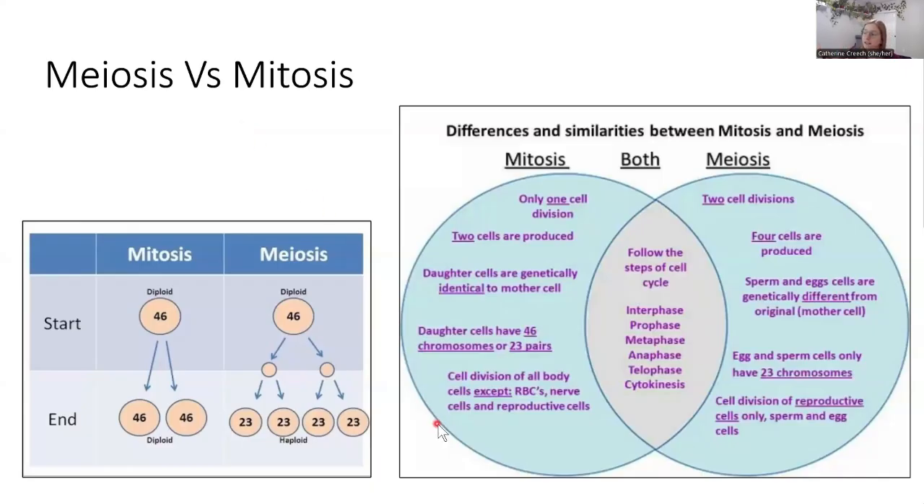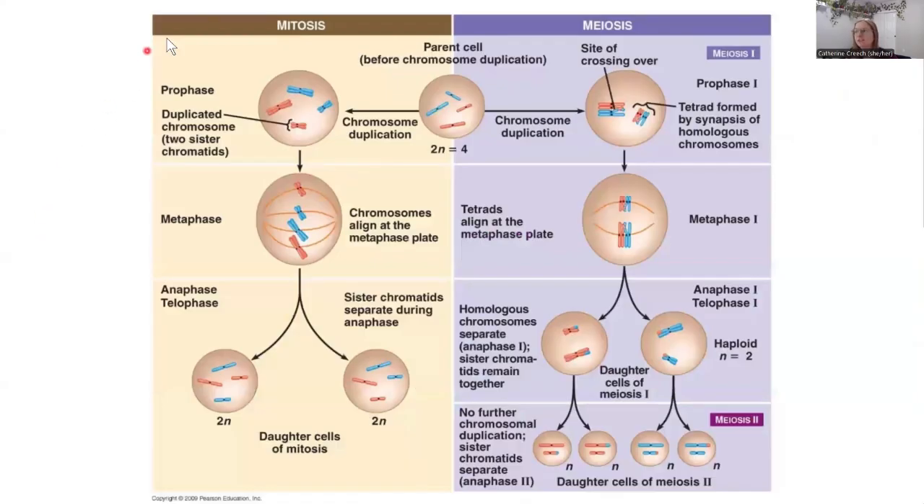I also have this nice Venn diagram for you to look through and make sure that you feel comfortable with the differences between meiosis and mitosis. It's also nice to look at the 2 processes together. So on the left, we have mitosis, and on the right, we have meiosis.